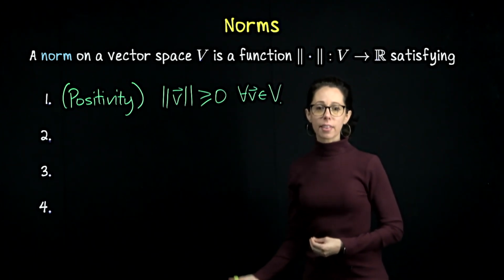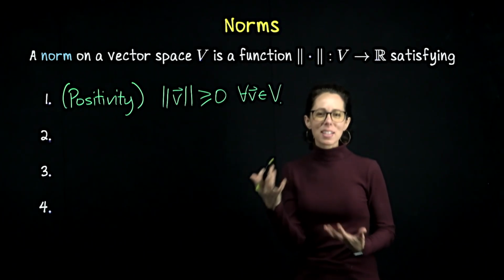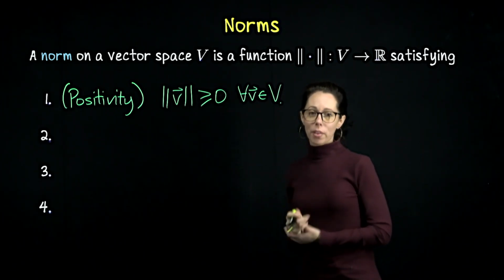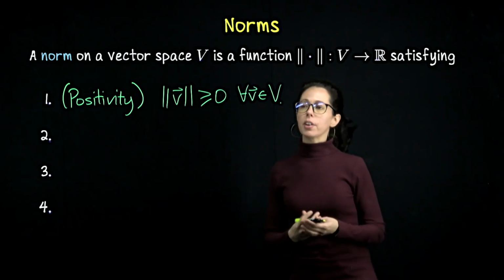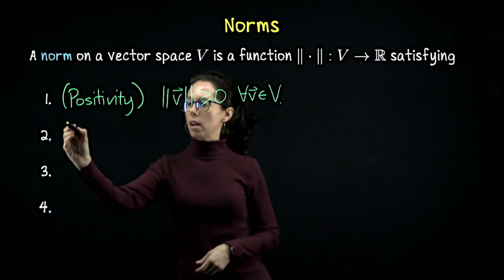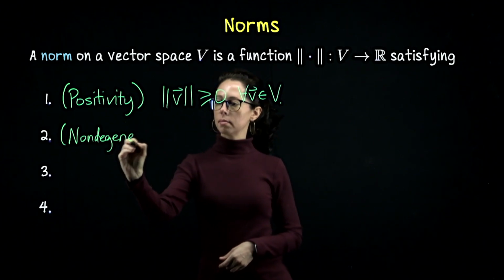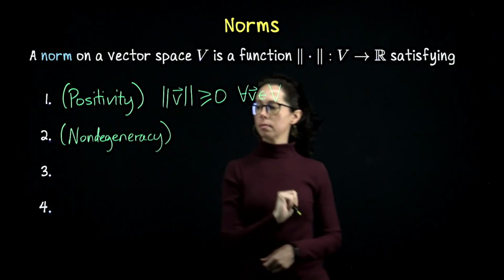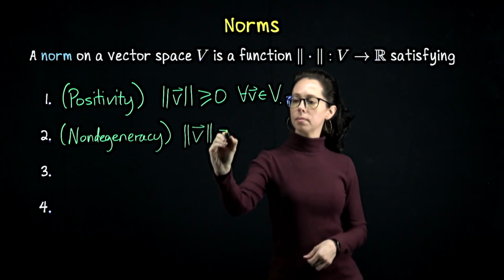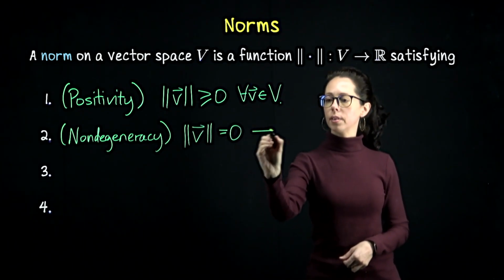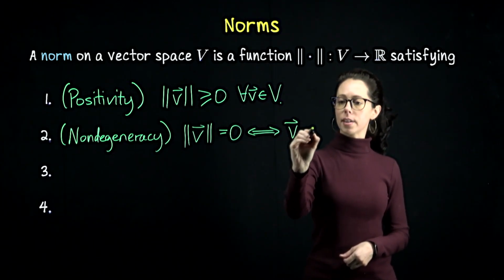What has length 0? You would never say my marker has length 0. What has length 0? Really nothing. For a vector space, we'll call that the origin. So only the origin in a vector space has length 0. Everything else has positive length. Let's call that non-degeneracy. So this is 0 if and only if we are taking the norm of the 0 vector.